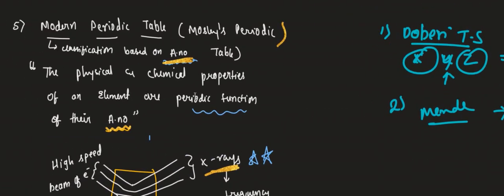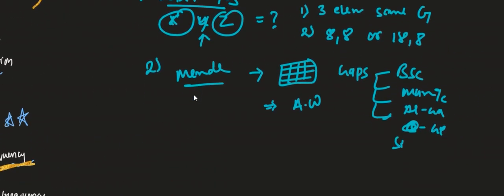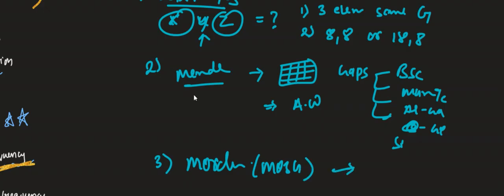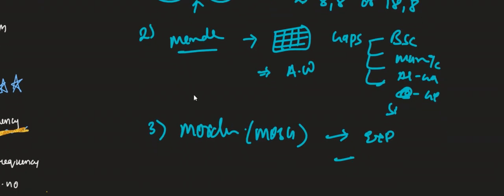Next, the third one is the modern periodic table, discovered by whom? Moseley. His classification was based on atomic number. The physical and chemical properties of an element are a periodic function of atomic number. Very, very important. What is the specialty of this? He explained his idea with the help of an experiment, and the definition ends with the words atomic number. Clear till here?